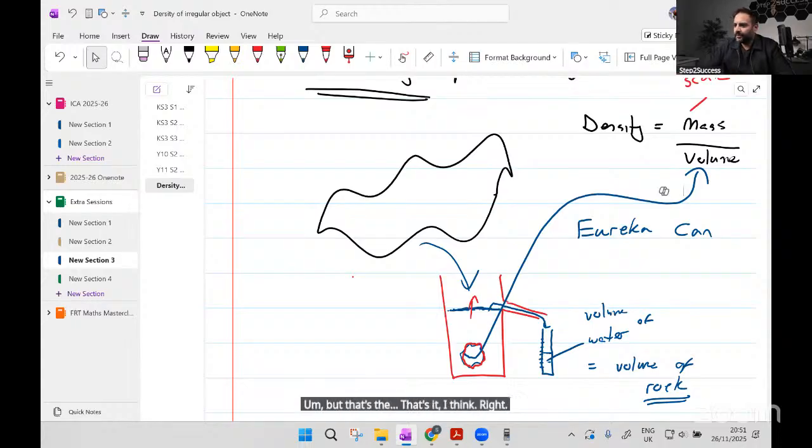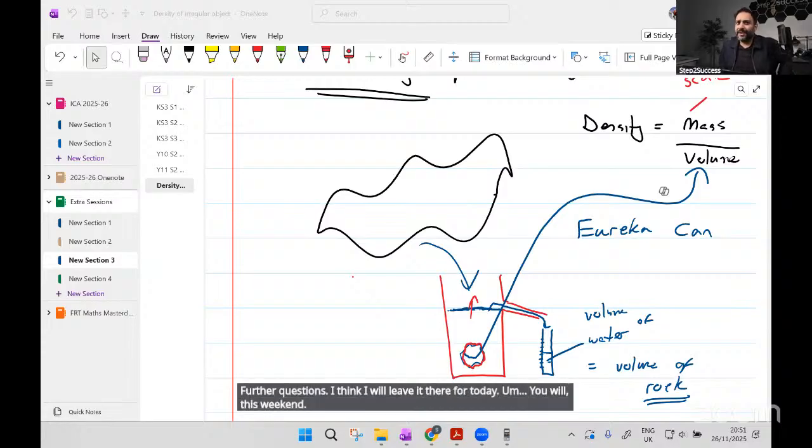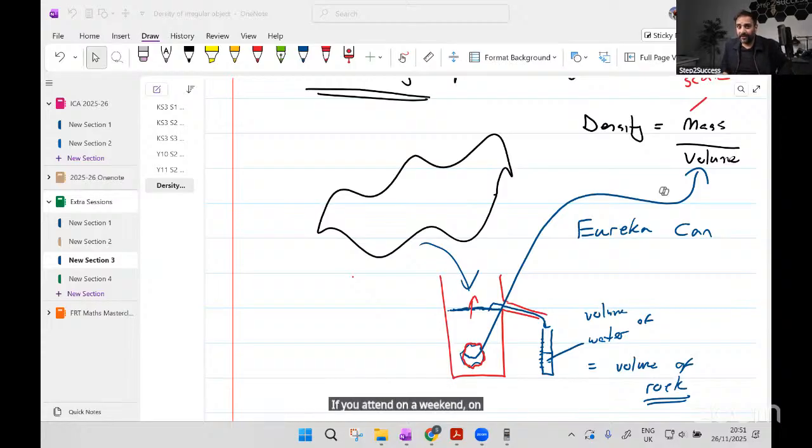Right, given that there are no further questions, I think I will leave it there for today. This weekend, if you attend on a Saturday or Sunday, you will be doing some more maths. For year 10, it's to do with factorizing, I think. And for year 11, it's to do with something called proof, which is reasonably complicated, which we will talk about on Wednesday.